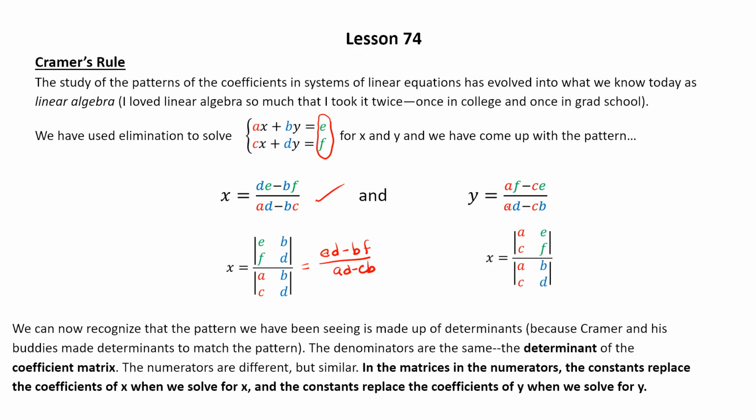And then for Y, if you're solving for Y, you have the same exact denominator as you had over here, the determinant of the coefficient matrix. In the numerator this time, when you're solving for Y, not X, you replace the column where the Y coefficients are, and you put the constants, E and F. And when you work that out, you get AF minus CE over AD minus CB, just like you have here.